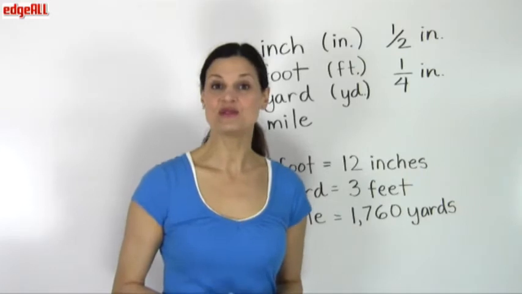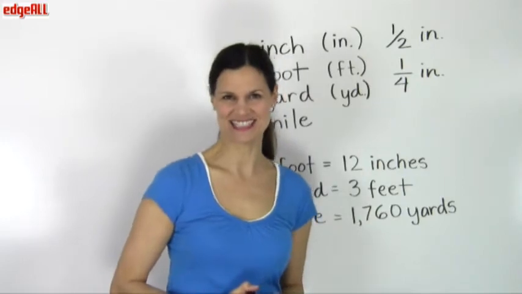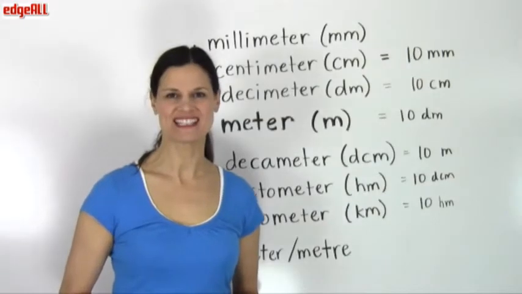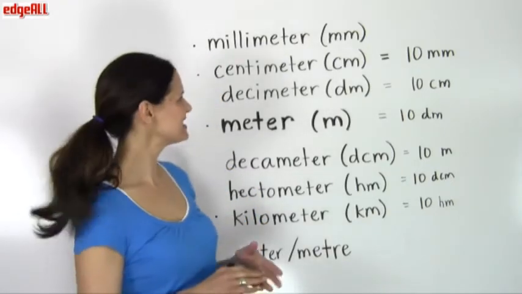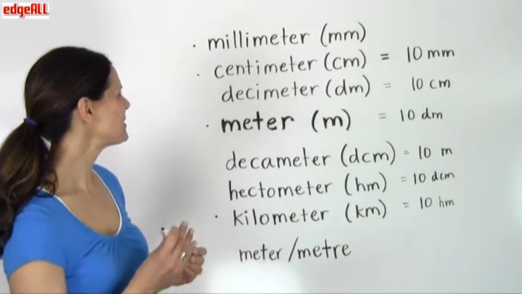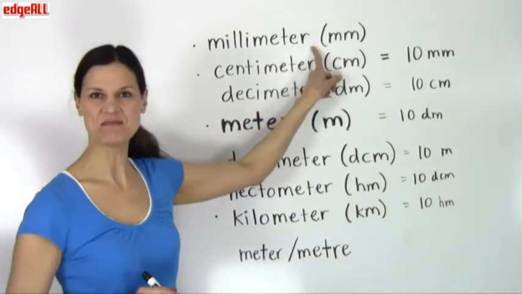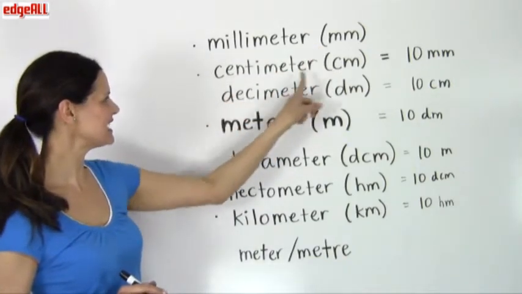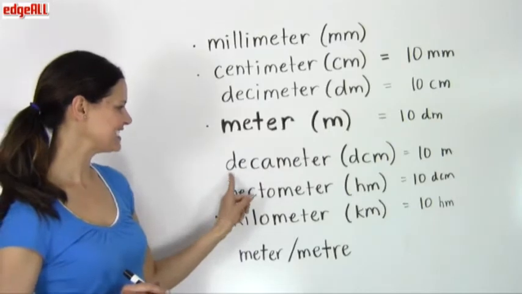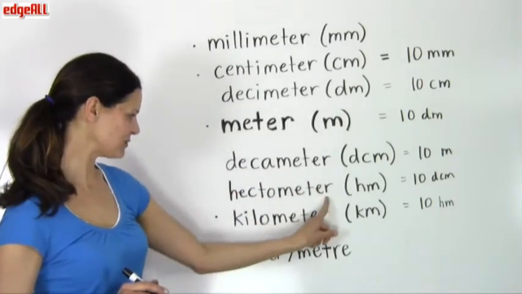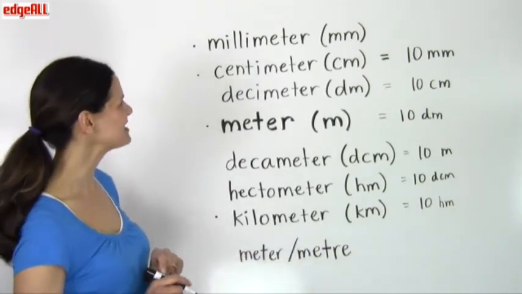In daily life, we use rulers, measuring tape, and yardsticks to measure length or distance. In the metric system, the base unit of length is called a meter. So let's look at the length measurement units in the metric system. We'll start with the smallest, which is millimeter, and then centimeter, decimeter, meter, decameter, hectometer, and kilometer or kilometer, depending on how you pronounce it.